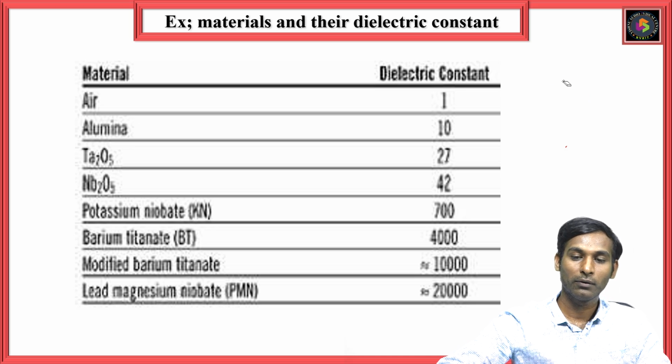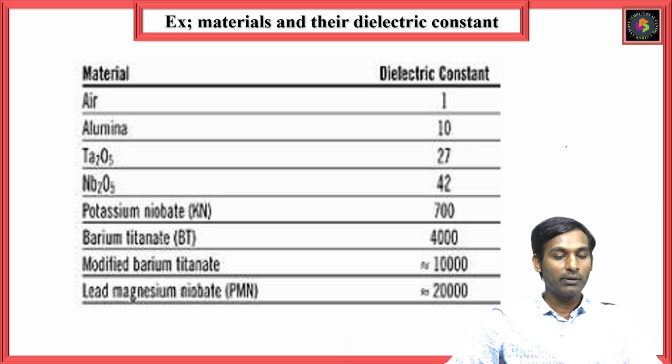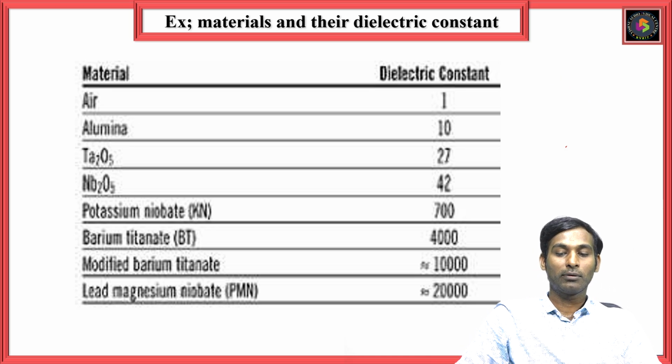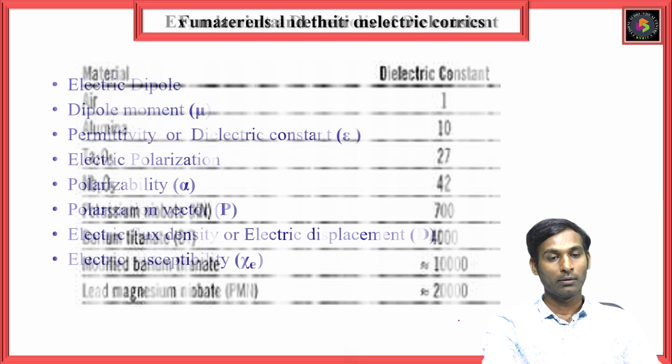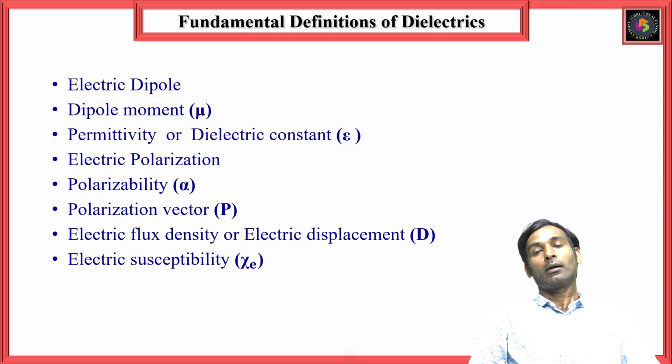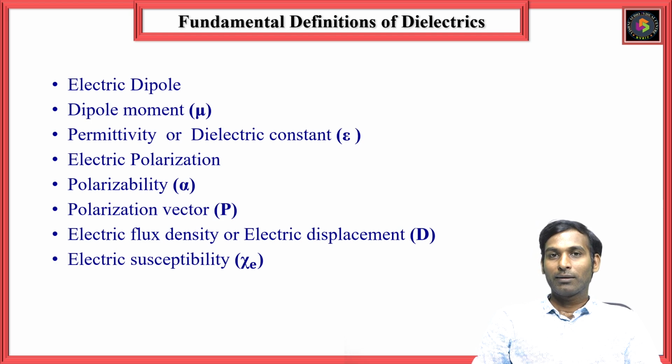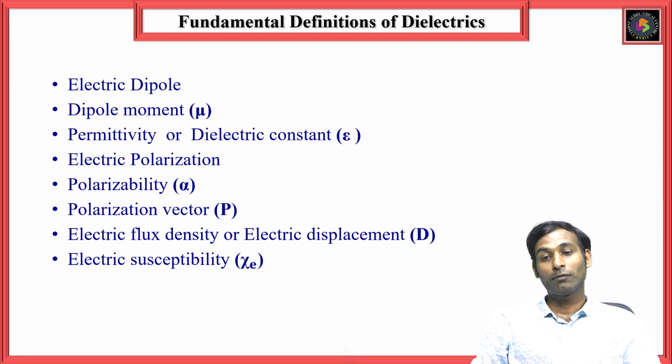Okay, this is the example of how the material relates to the dielectric constant. The dielectric constant will be very high for lead magnesium niobate, less for air, more for the material. So here, based on the different types of dielectric material properties, for example, we have to analyze what the fundamental definitions of dielectric material are.